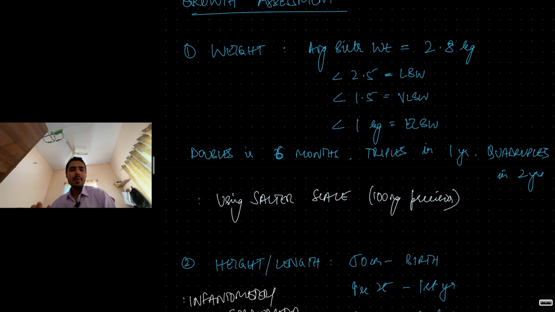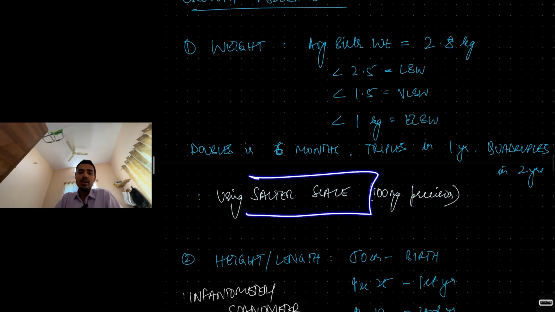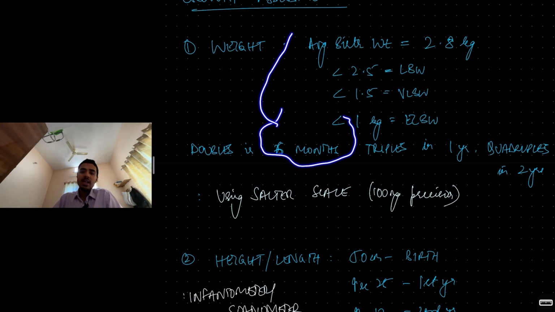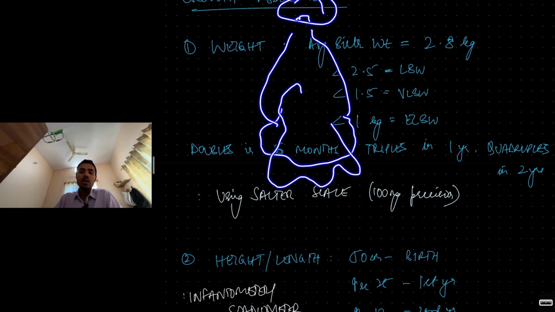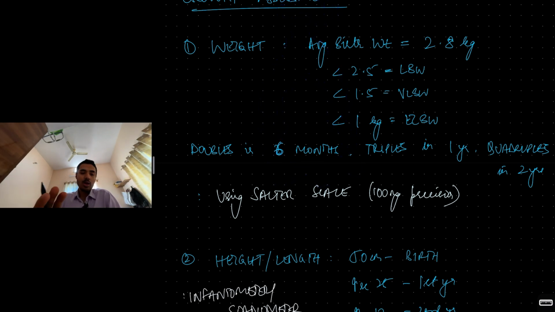Now, if the baby is not able to stand, how will you measure the weight of the baby? Using something known as Salter scale. Basically, it is like an underwear which can be tied to a weighing scale. You'll make the baby sit on the underwear of that Salter scale and tie it to the weighing scale. That time you will get the weight of the baby. It has a precision of up to 100 grams, not 100 milligrams, 100 grams.